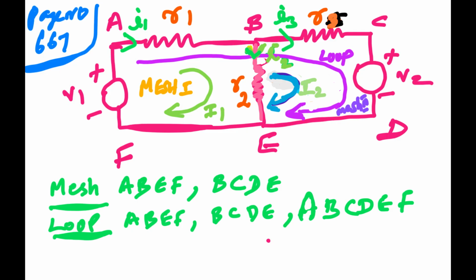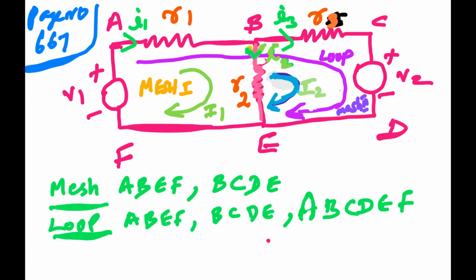Consider the network, that is the circuit shown in the figure, that consists of V1 and V2 supplies. Put points A, B, C, D, E, F, that is important. The resistances are R1, R2 and R3. The middle resistance is R2. I1 flows through R1, I3 flows through R3, and I2 flows through R2.